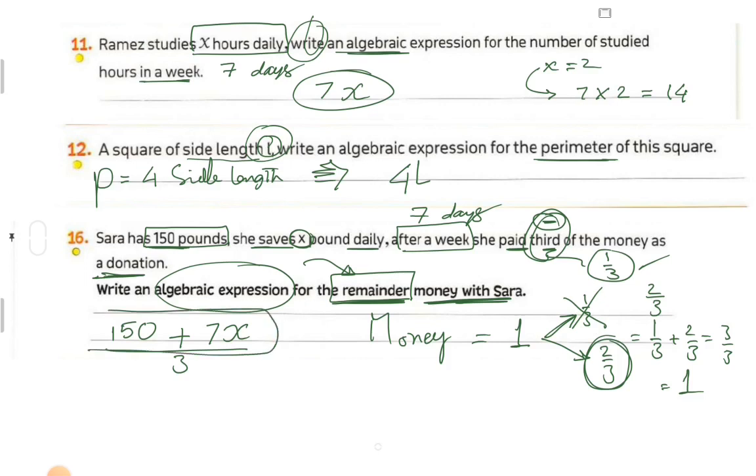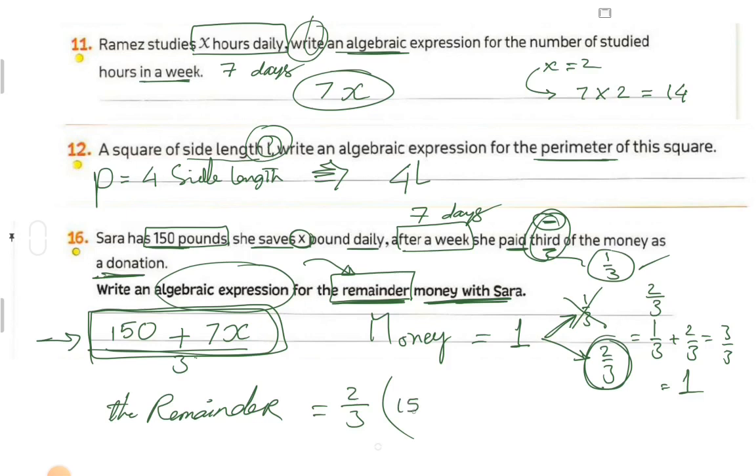What's the money she has? This is the money she has. The remainder is 2/3 of the money. So the remainder equals 2/3 of 150 plus 7x.